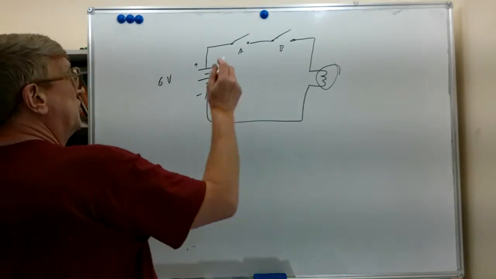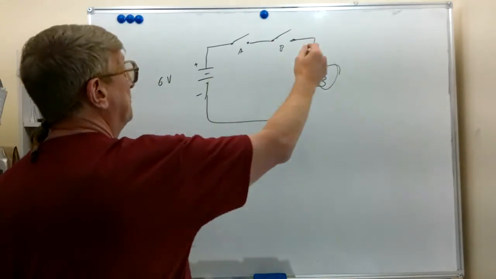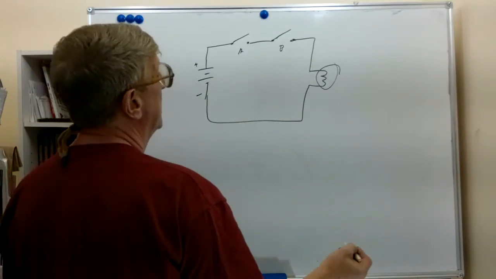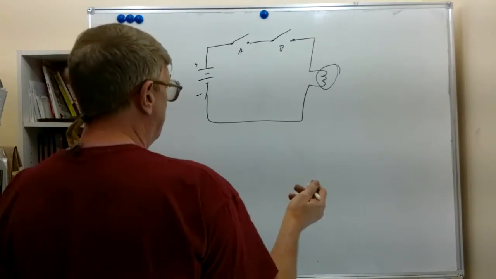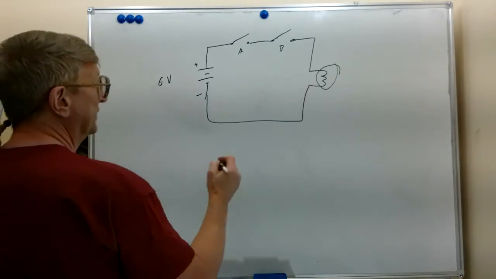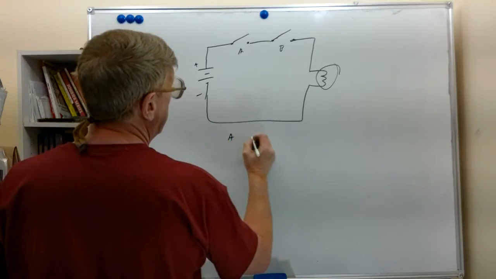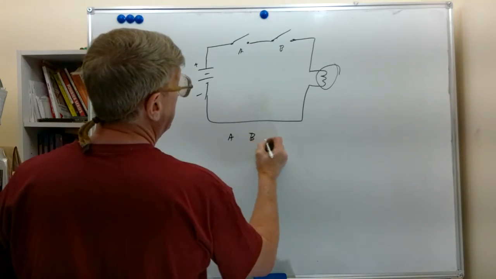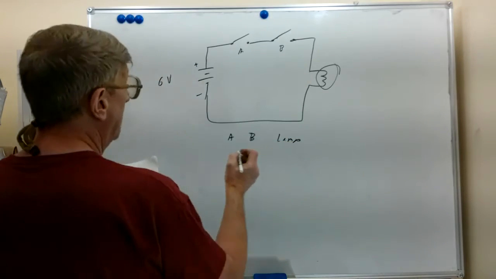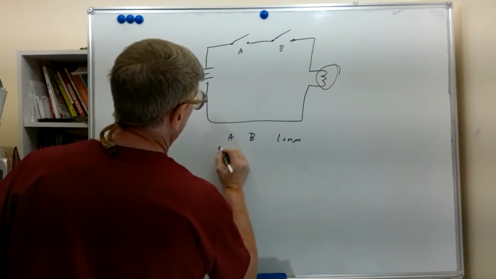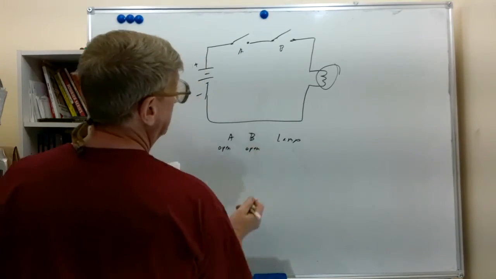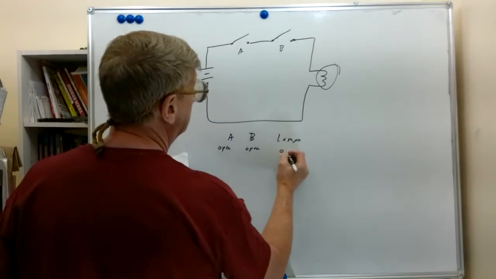So if you close both of these switches, you get current flow through the light bulb and it lights. You open either one of them, you interrupt the current, and the light bulb does not light. Let's think of this like a truth table. Say switch A, switch B, and we'll call the light a lamp. Switch A open, switch B open: the lamp will be off.